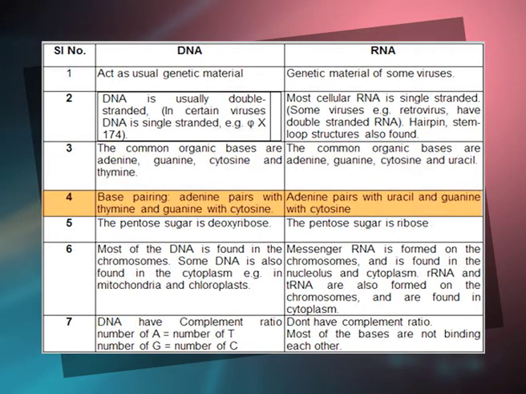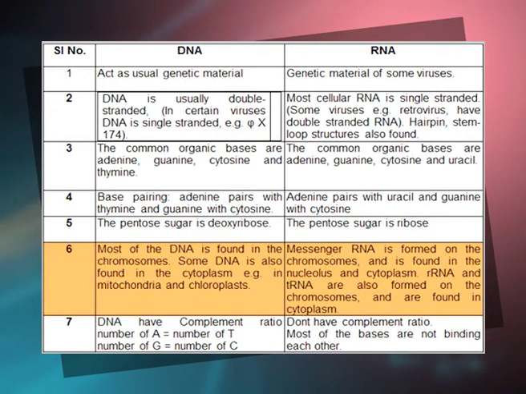In the case of DNA, the base pairing occurs between adenine with thymine and guanine with cytosine. In the case of RNA, adenine pairs with uracil and guanine with cytosine. In the case of DNA, the pentose sugar is deoxyribose. In the case of RNA, it is ribose sugar.